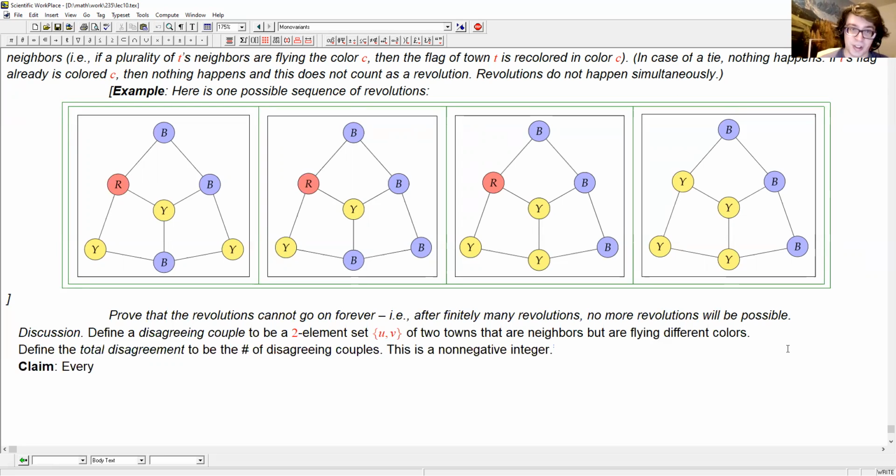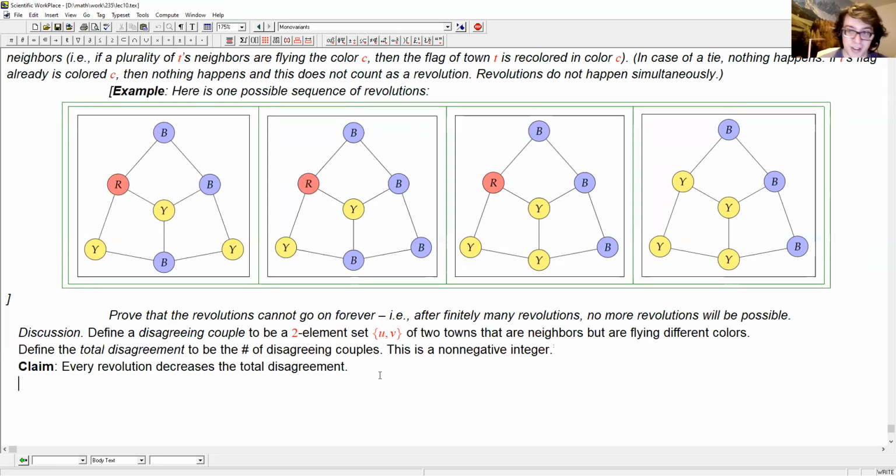And now I claim that every revolution decreases the total disagreement. And in the notes, I go over this in full detail with footnotes and many long sentences. Here, I will just leave it to you. Think about how a revolution affects disagreeing couples, which of them it affects, which of them get lost, which of them appear, and argue that more disagreeing couples are destroyed than new ones appear. And therefore, the total number of them decreases.